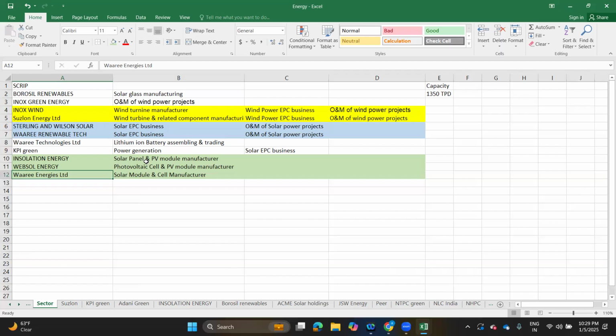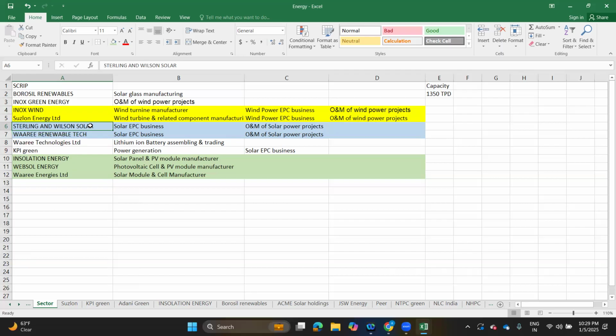They are basically wind energy turbine manufacturers, right? But along with that, they are also manufacturing components. They're also erecting projects for wind power installation companies. So we can say Suzlon Energy is the EPC company of wind power. They're also into operation and maintenance of wind power. So Suzlon Energy and Inox Wind are exactly in the same business. And as far as Inox Green Energy is concerned, they are only into operation and maintenance of wind power projects.